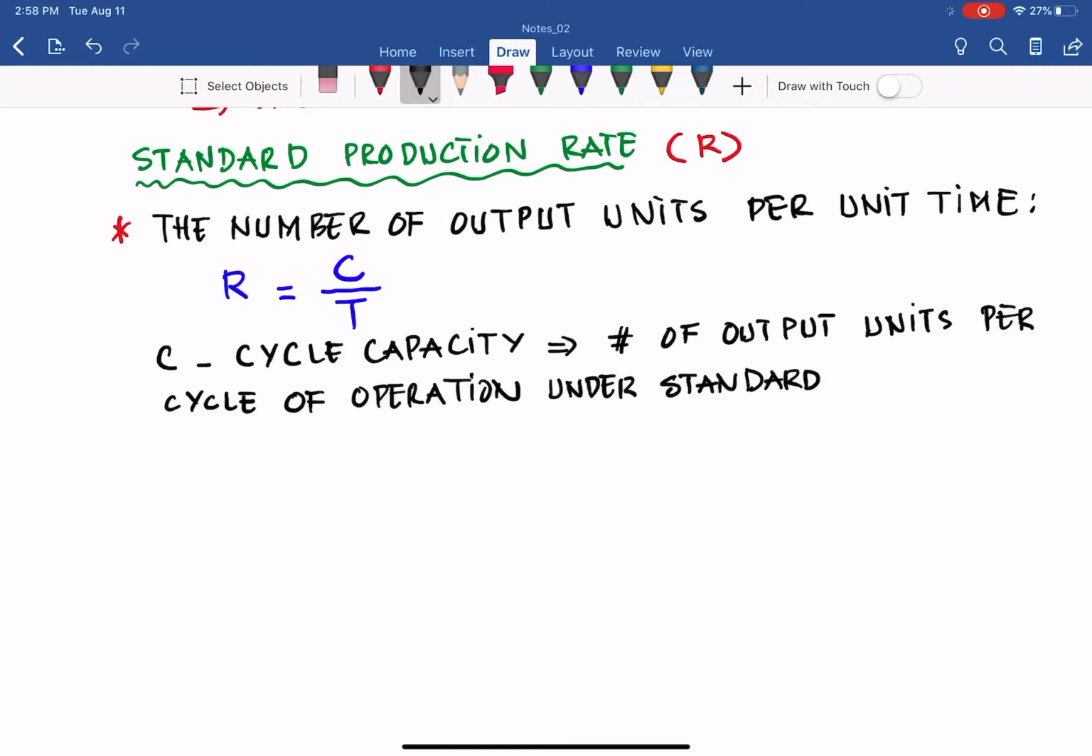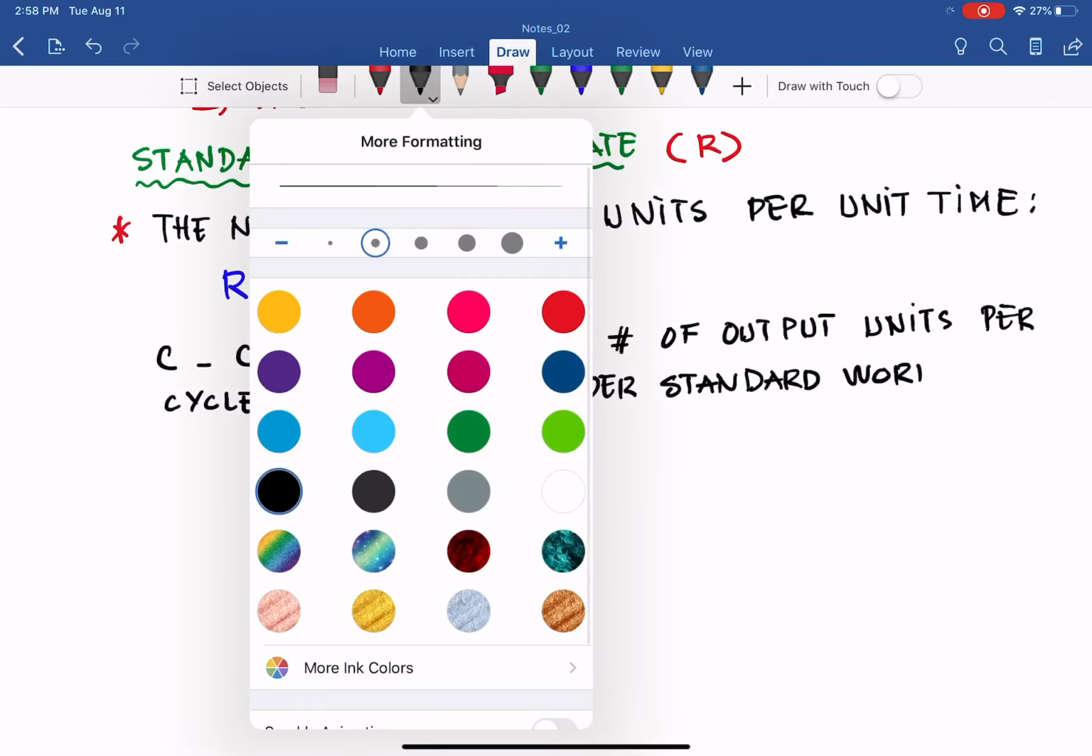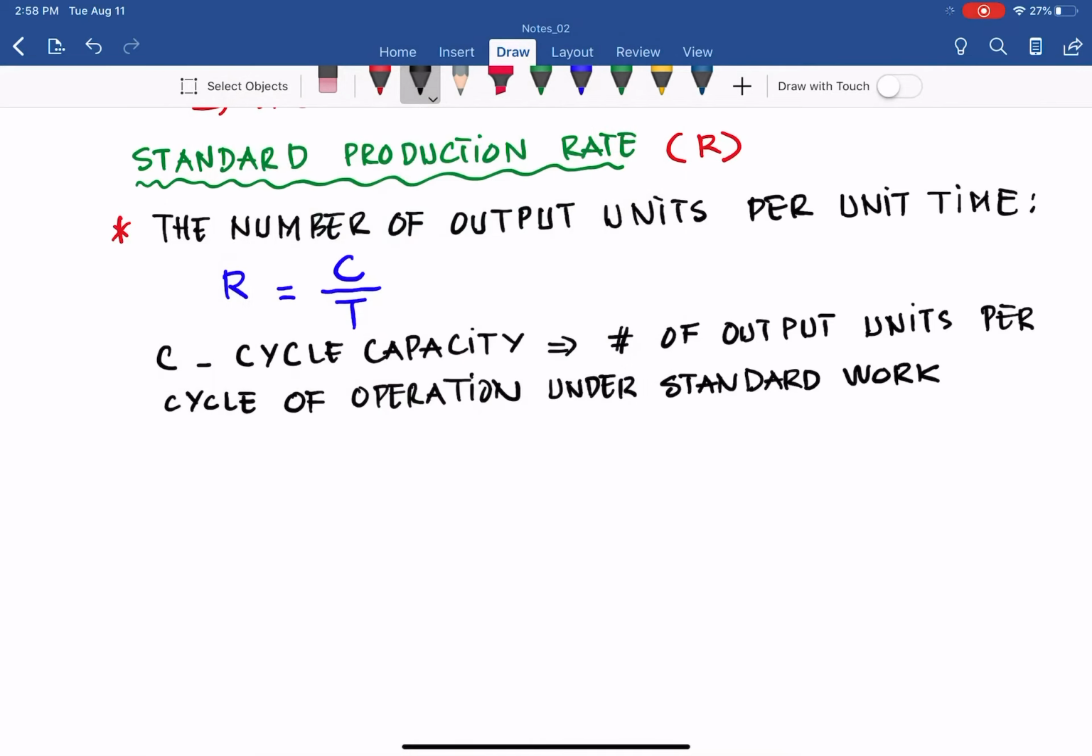We can talk about standard here because in real life the actual condition may not be the same as the standard work condition as specified. So we need to adjust that, and we will talk about that later on. But here, you keep that in mind. So what is the cycle capacity?